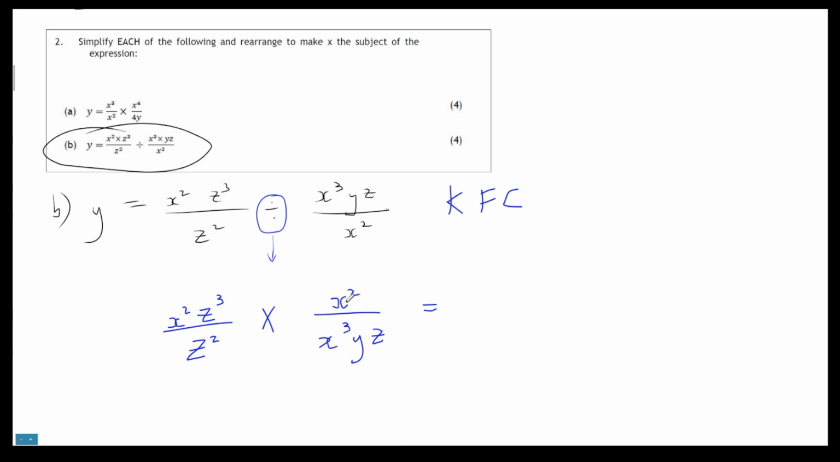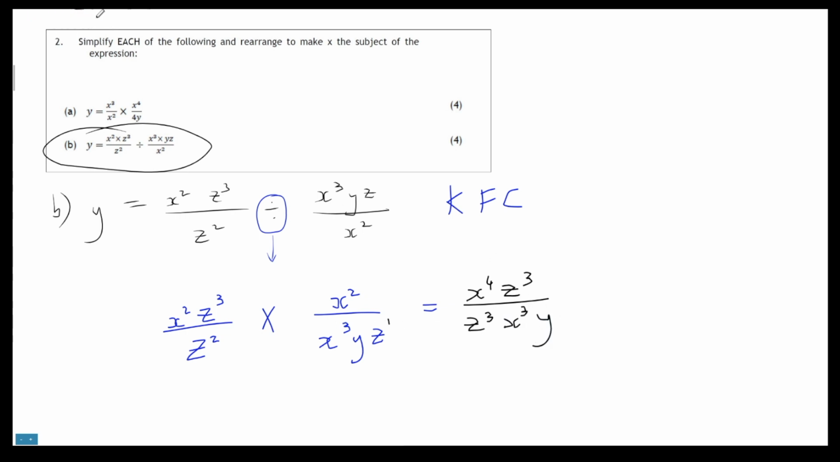The x squared and the x squared can actually be added together to make x to the 4. So here's x to the 4. Z to the 3 can stay the same. And on the bottom, we got z squared, and this is z to the 1. So they, again, can be combined to make z to the 3. The x to the 3 is just there, and the y is just there.